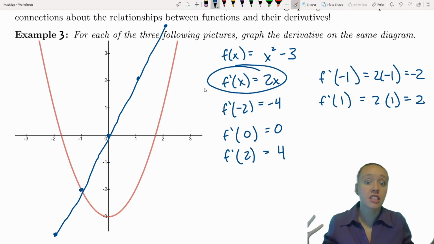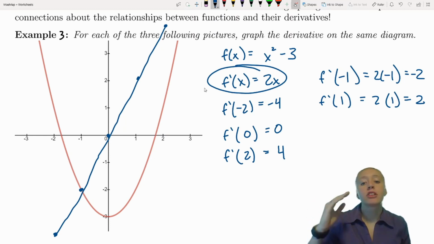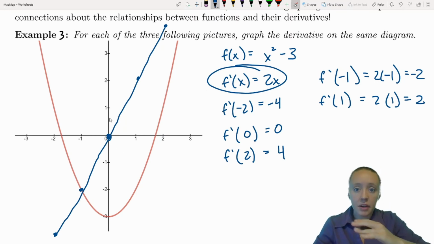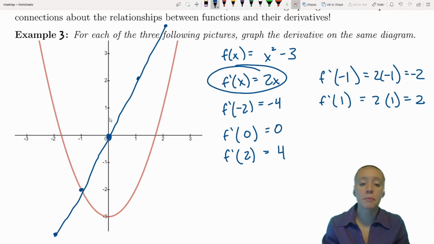And that's because our derivative function is a linear equation, 2x plus 0. Essentially, if you think about it as y equals mx plus b, we have a slope of 2 and a y-intercept of 0. So it makes sense that we get a linear equation. However, for the next couple of examples, we're not necessarily going to have the function. We're just going to be looking at the graph.